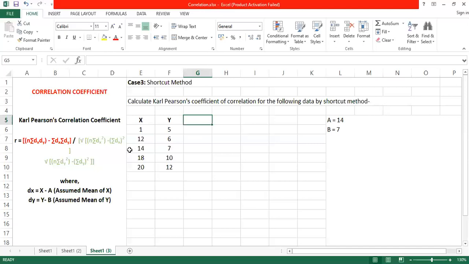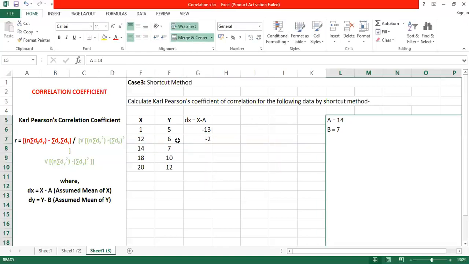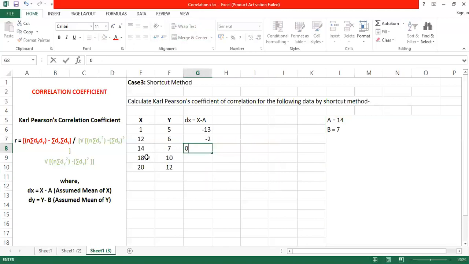Now we'll add a few columns. So it is dx. Now we know what dx is. It is x minus a. So x is 1, a is 14. If I subtract 1 minus 14, it is minus 13. Similarly, x is 12, a is 14, so it is minus 2. Similarly, 14 is also 14, so it is 0. 18 minus 14, so it is 4. 20 minus 14 is 6. Right?